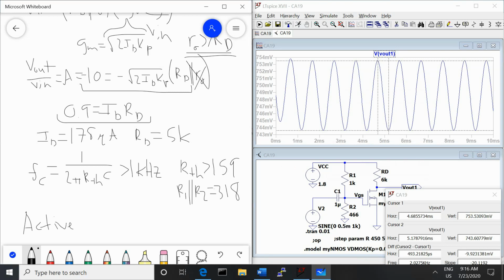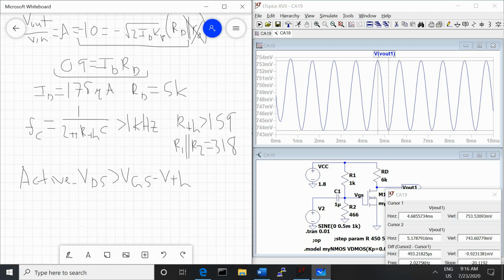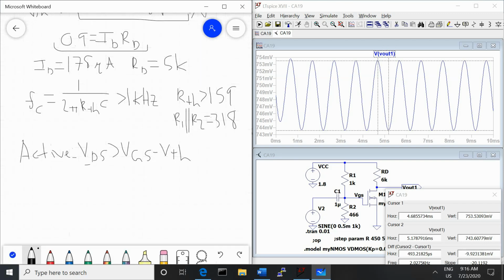So in order to be in active, we need VDS to be greater than VGS minus VTH. So VDS, we can use our DC bias point there from the third voltage from across the green. The source is about 749 millivolts.